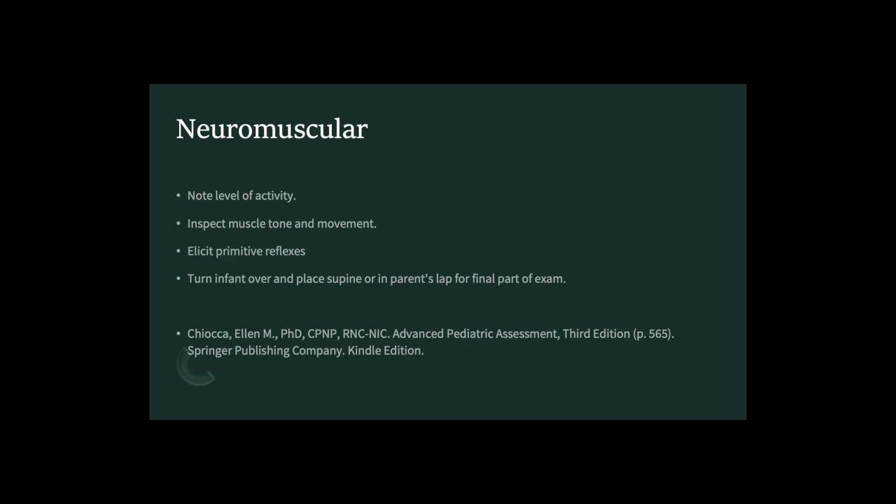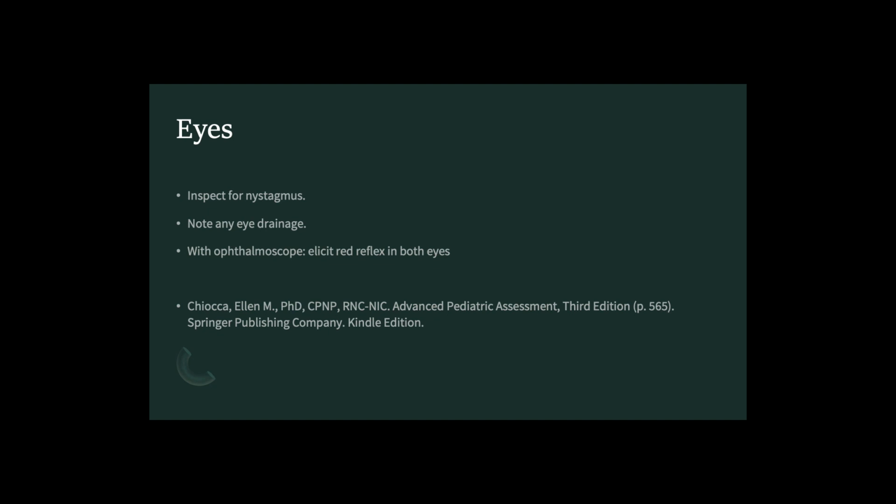For a neuromuscular assessment, we're going to be looking at their level of activity, noting their muscle tone and movements. We're going to look for those primitive reflexes and also look for them to go away at the correct ages. For eyes, we're going to be looking for drainage and nystagmus. Many infants are born with congenital tear duct obstructions.